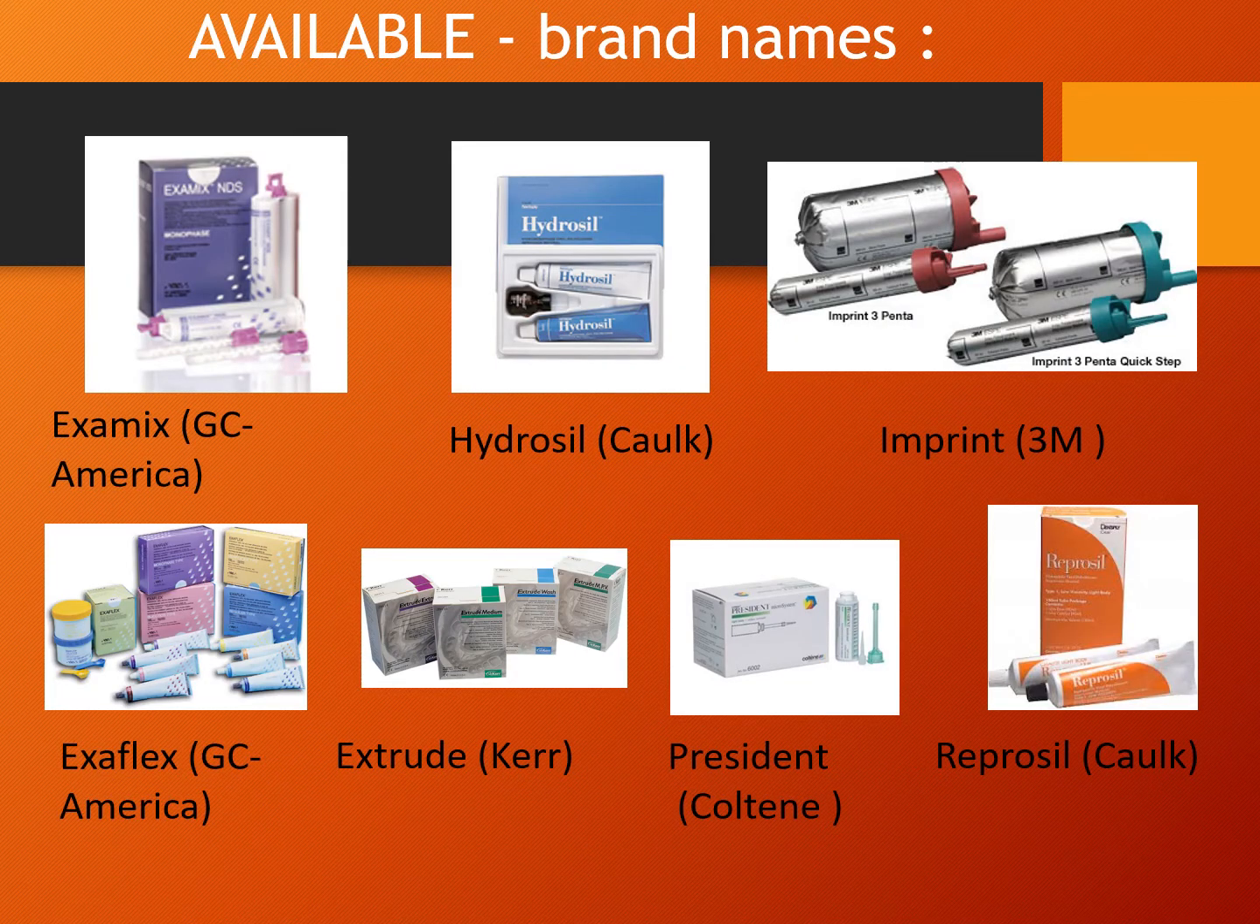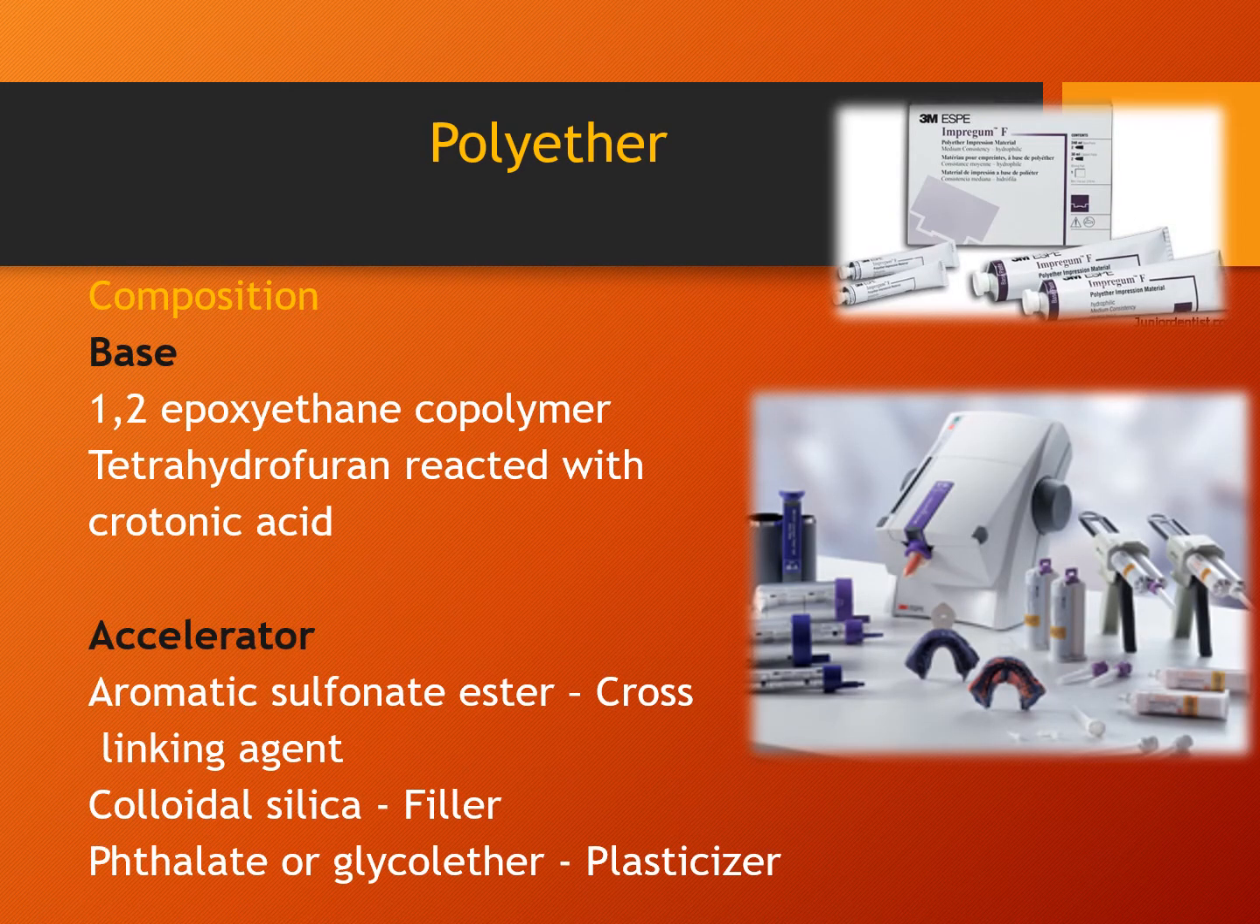Now these are some of the commercially available adhesion silicons in the market. Coming to the next elastomeric impression material, that is polyether. So this is supplied as collapsible tubes which consist of base paste and accelerator paste, and a third tube may be supplied which contains a thinner.